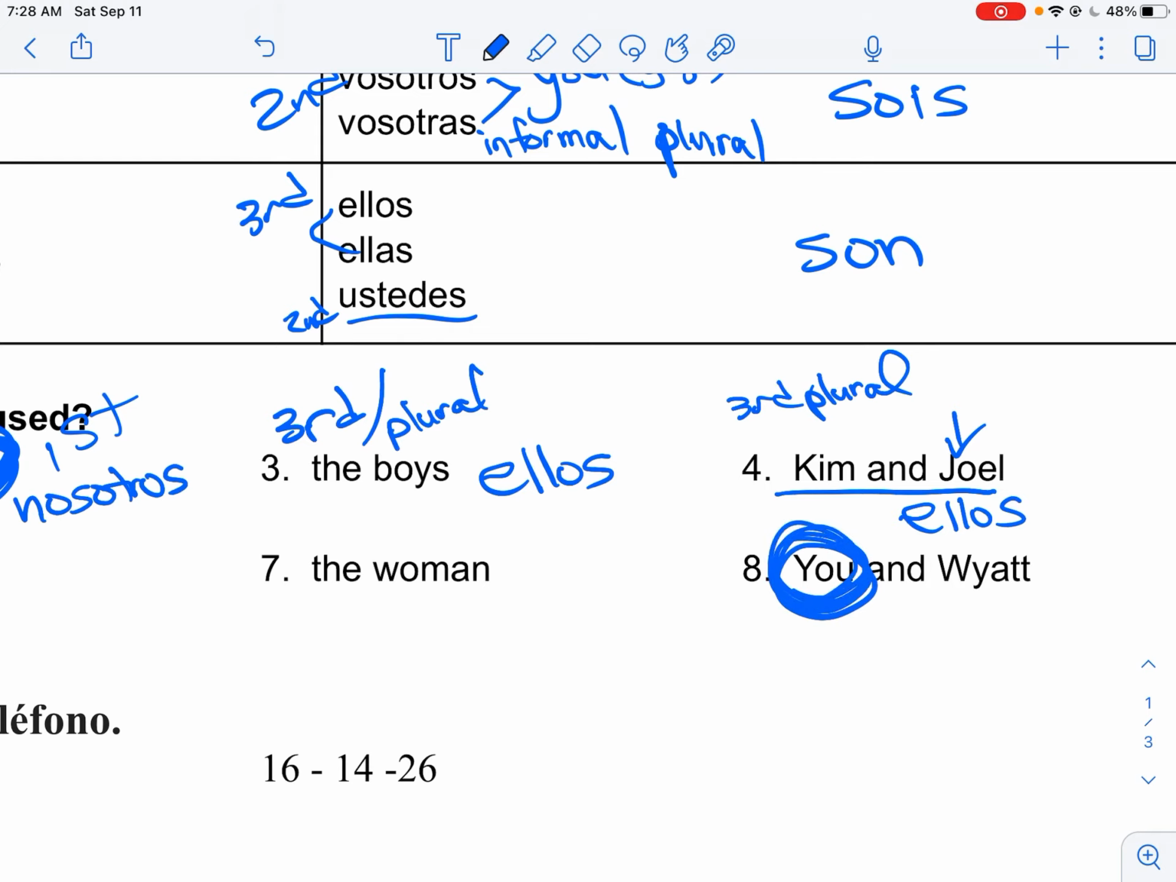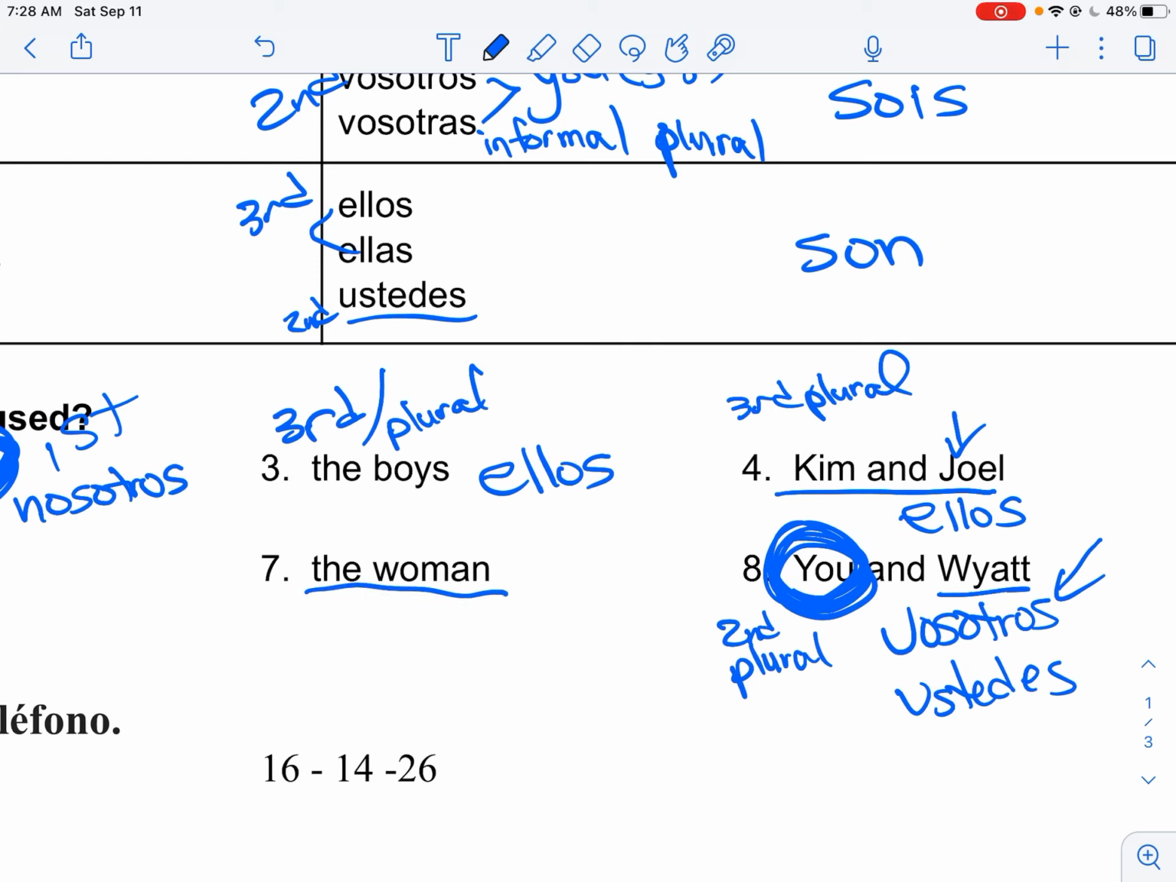I'm going to go backwards on this one. This has you. So that means that, and it's plural. So this is second person and it's plural. So on this one, because we have Wyatt, it doesn't seem like it's all that formal. It is either going to be vosotros or ustedes. Now remember that Spain is what uses vosotros, and I'm teaching you vosotros because if you ever read something that's in Old Spanish or from Spain or somebody who likes to use the vosotros form, you need to know the vosotros. The woman, that's singular, by the way.